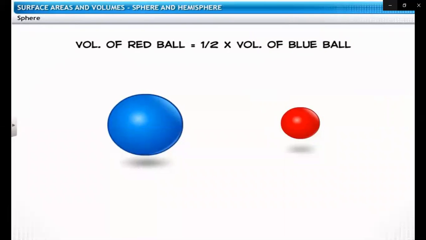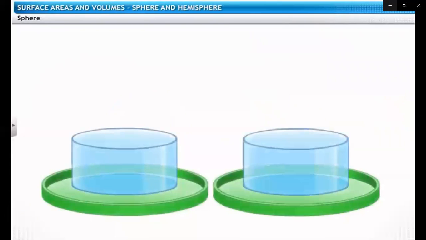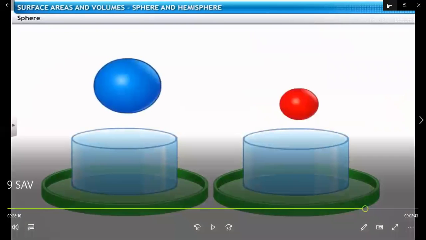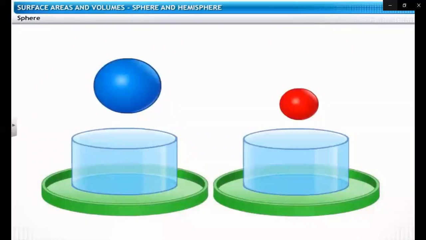Let's try an experiment to understand this. Let us take two containers filled with water up to the brim. Immerse the red ball completely into the container. What you will observe is that the water overflows out of the container.